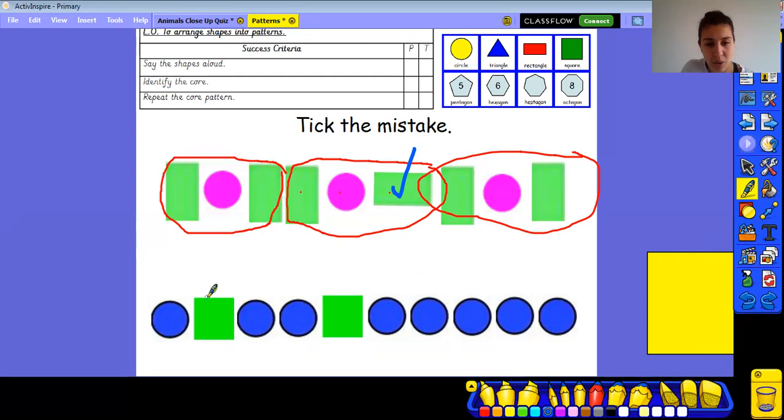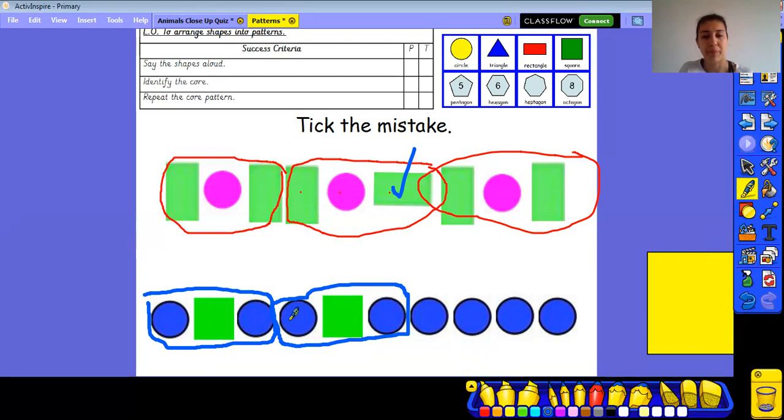So let's extend our core to include this circle and see if that's right. Circle, square, circle. Circle, square, circle. Did that get repeated? Yes, it did. So I've identified my core correctly because it has been repeated. That means I should get circle, square, circle, circle, square, circle, circle, square. Is that correct? No, that's wrong. So that means this one is the mistake because it should be a square. Well done if you worked that out.